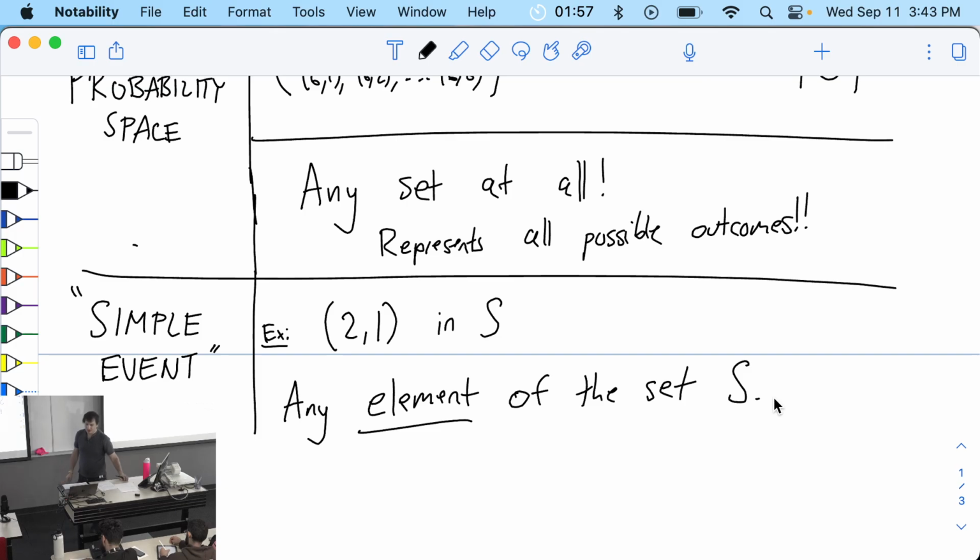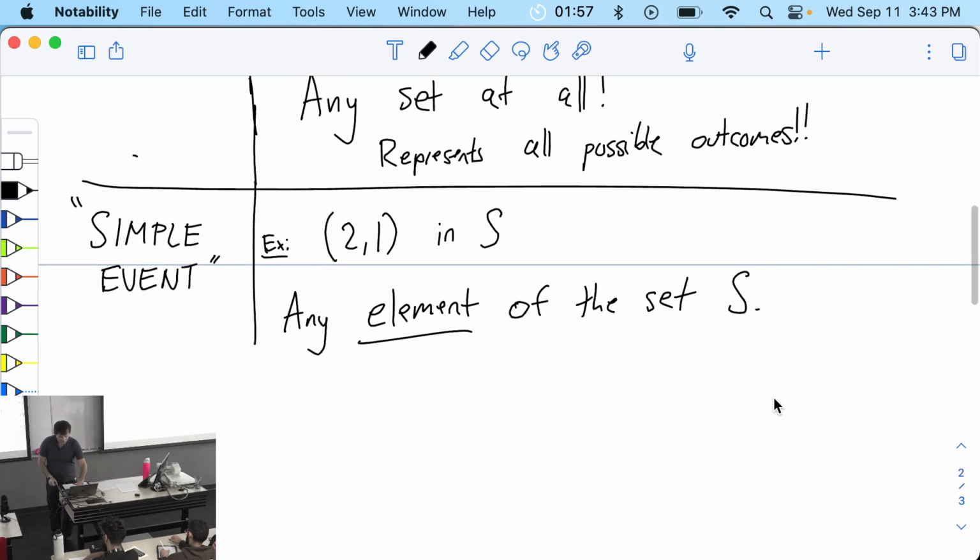Okay. So this is kind of like basic set theory you need to know. A set is just a collection of objects. In probability class, we make them the possible outcomes that we want. We call that the sample space. And a simple event just means any individual element. This is not to be confused with an event.